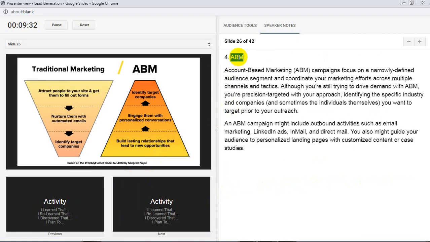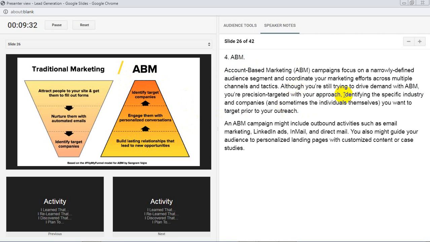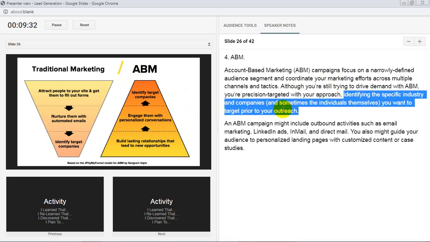4. ABM. Account-based marketing. ABM campaigns focus on a narrowly defined audience segment and coordinate your marketing efforts across multiple channels and tactics. Although you're still trying to drive demand with ABM, you're precision targeted with your approach, identifying the specific industry and companies, and sometimes the individuals themselves, you want to target prior to your outreach.